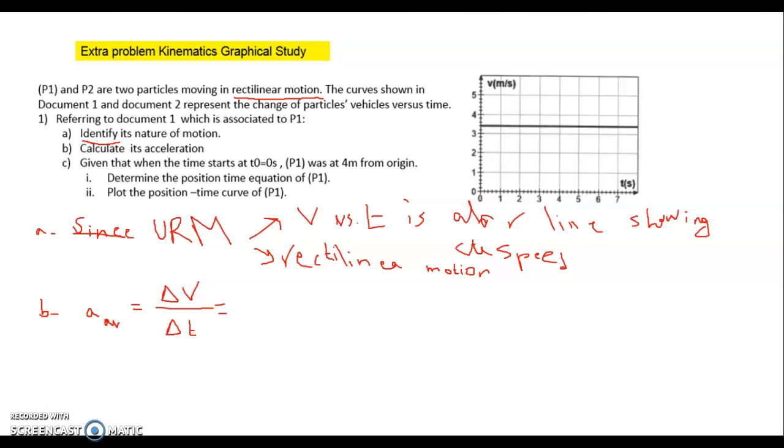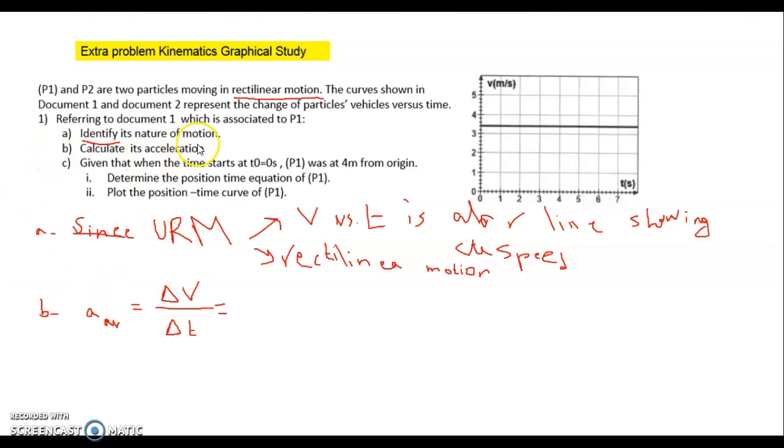So it's uniformly rectilinear motion. Uniform because V is constant, because V versus T is a horizontal line showing constant speed. And rectilinear because you are given that the motion is rectilinear, or you may be given that the object is moving along a straight line, so this would be the justification for rectilinear.